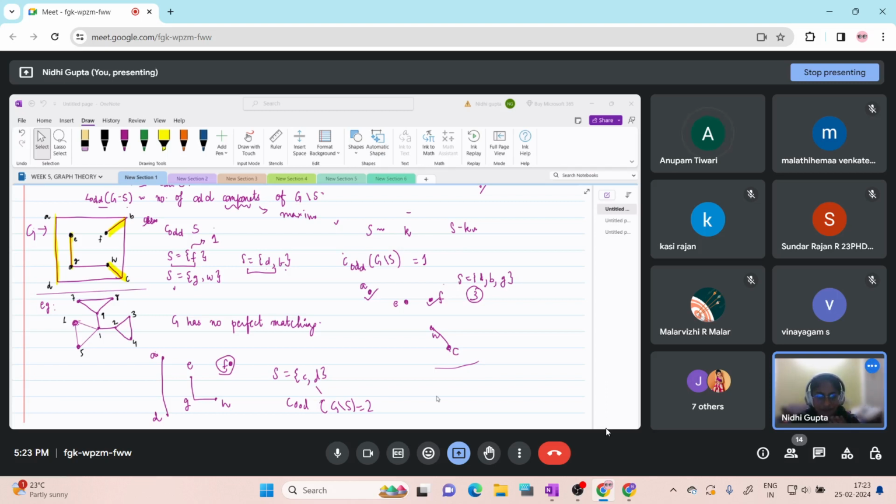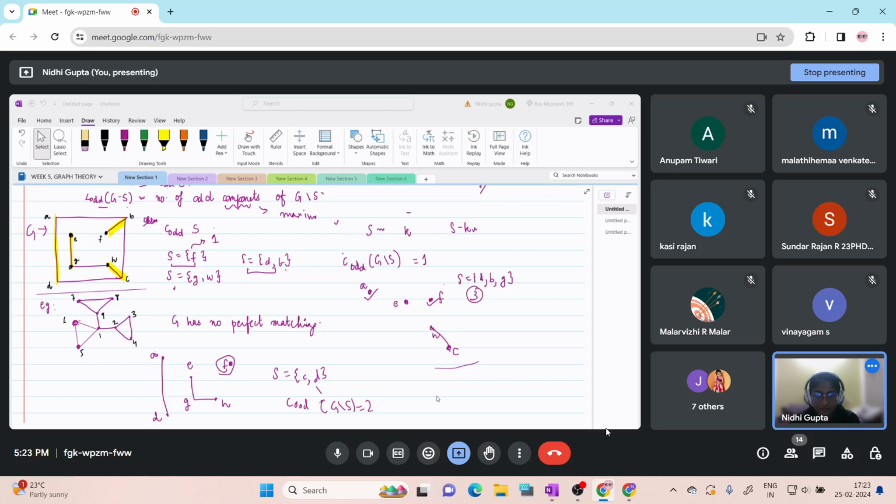Ma'am, we have drawn four components, the yellow ones. So there are four components. Now, what is the set for this? When you have a perfect matching, then you won't get such a set.